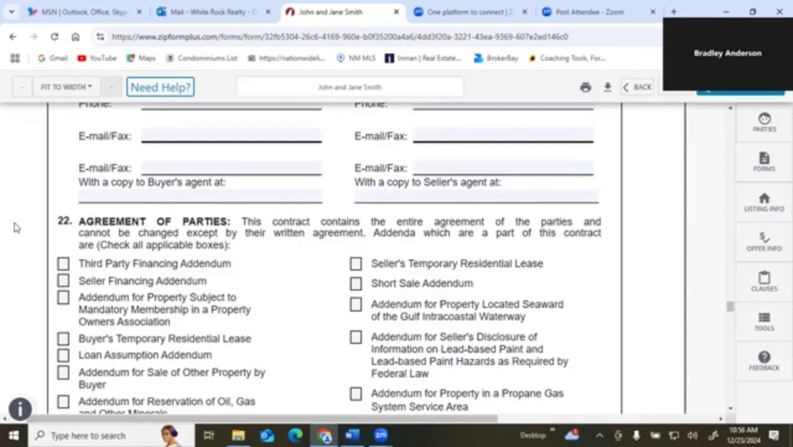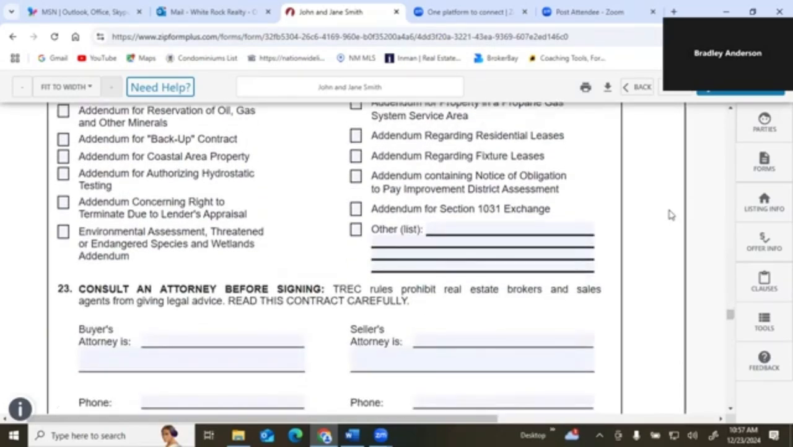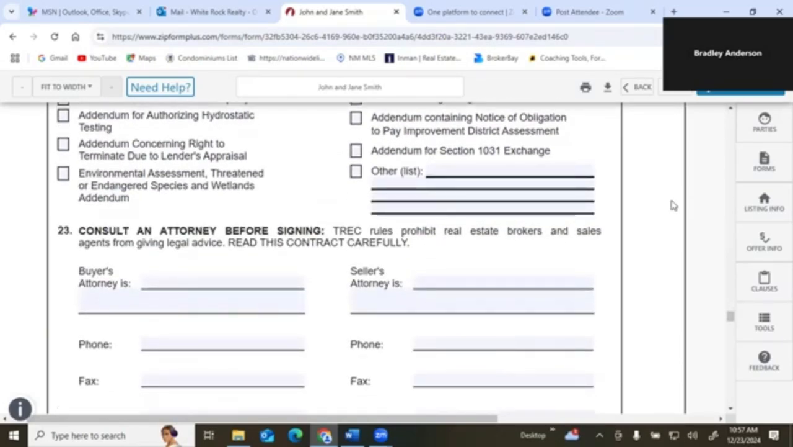And then any addendums that you're going to check, usually it's the third party financing addendum if they're getting a loan. If it's a contingency offer, or if there are MUDs involved, PIDs, HOA, all that is included here. And then it says consult an attorney before signing. So I can't impress upon you enough. We are not interpreters of this contract. We are to fill in the blanks, and the signer is to assume the risk.